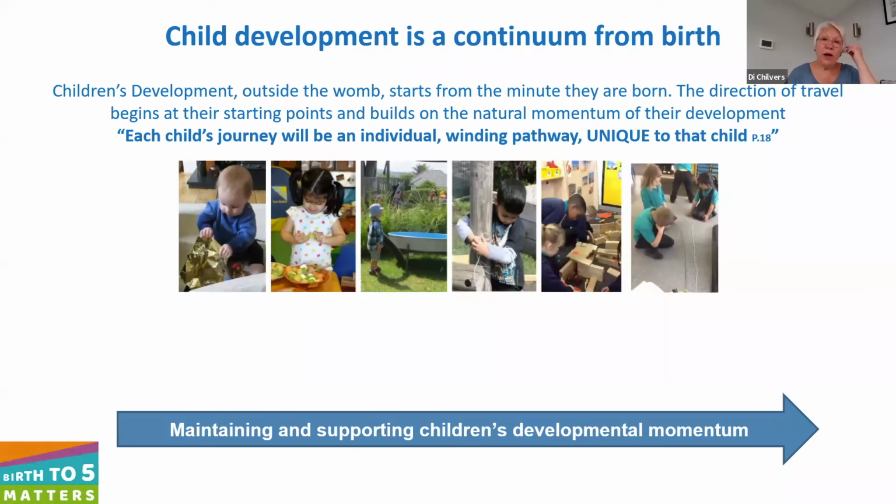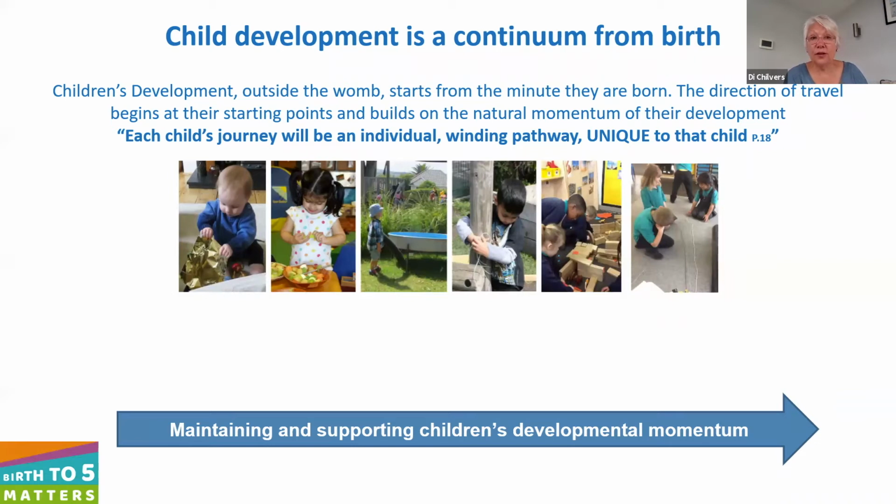Okay, so let's think about child development as a continuum from birth. So children's development outside the womb, because obviously, of course, there's been lots of development over those 9 months, but outside of the womb, development starts from the minute they're born. You know, they're not wasting a second. As soon as they are born, they are already making that connection with their parents. And the direction of travel begins from their starting points from the minute they're born, and it builds on the natural momentum of their development.